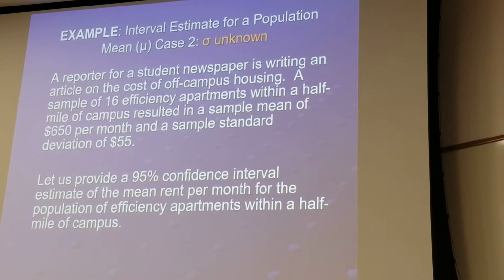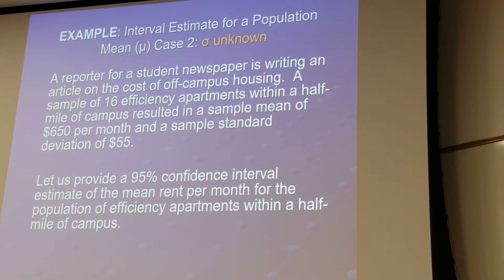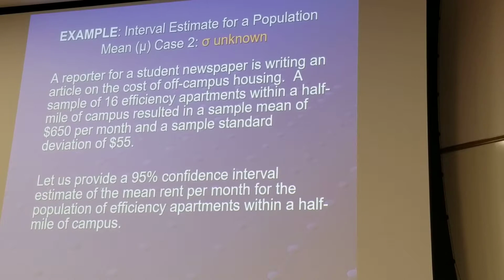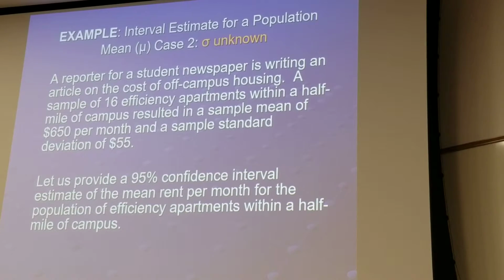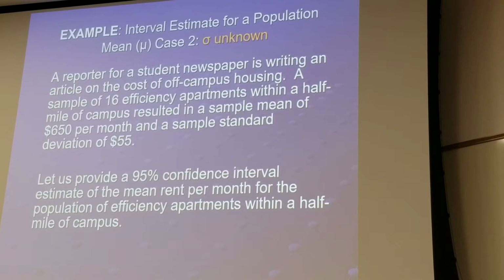A reporter for a student newspaper is writing an article on the cost of off-campus housing. A sample of 16 efficiency apartments within a half-mile of campus resulted in a sample mean of $650 per month and a sample standard deviation of $55. Provide a 95% confidence interval estimate of the mean rent per month for the population of efficiency apartments within a half-mile of campus. Okay, what have we been given?